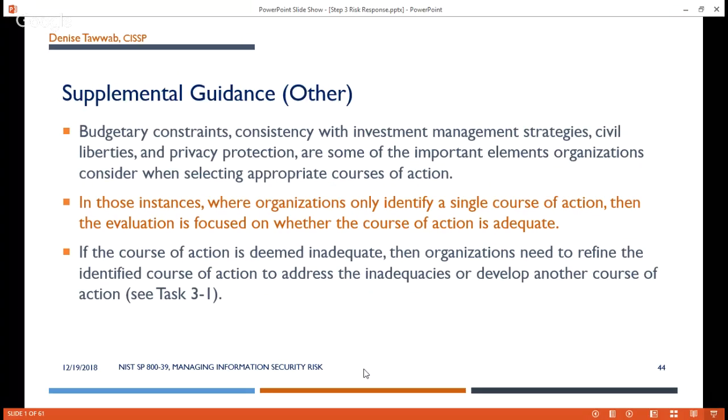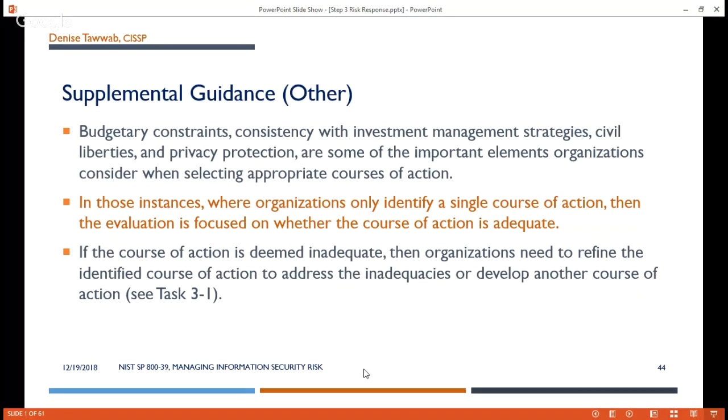Okay, some other supplemental guidance. In the publications, there'll be areas called supplemental guidance, and a lot of the material in these presentations come from the supplemental guidance section. Budgetary constraints, consistency with investment management strategies, civil liberties, and privacy are some of the important elements that your organizations will consider when selecting appropriate courses of action.